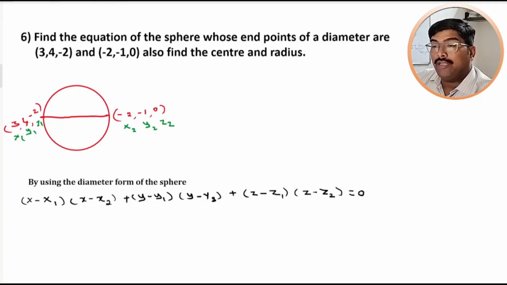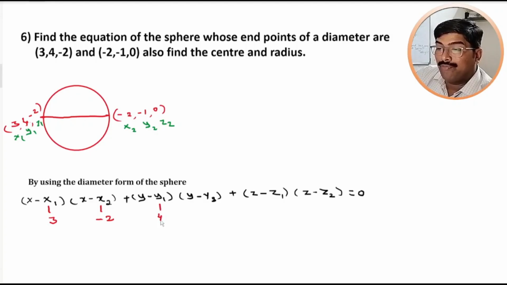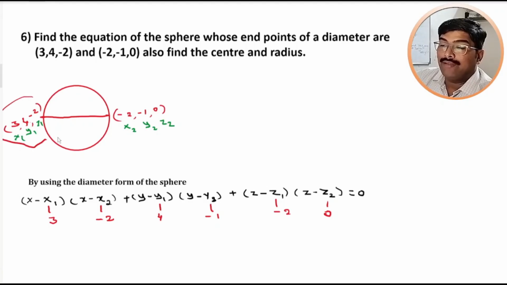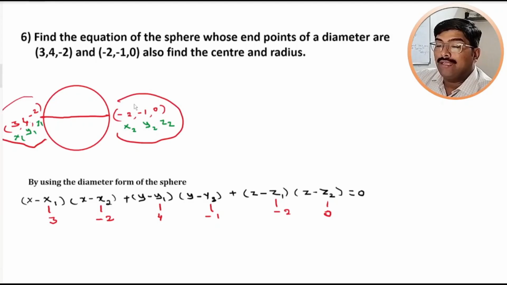Now you have to substitute the values for x1, y1 and z1. From the figure we will come to know that the value of x1 is equal to 3, x2 is equal to minus 2. y1 value is 4 and y2 value is minus 1. z1 value is minus 2 and z2 value is 0. You can see the values of x1, y1, z1 and here x2, y2 and z2.